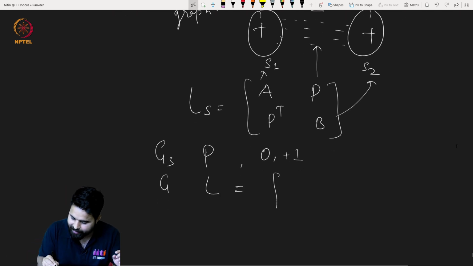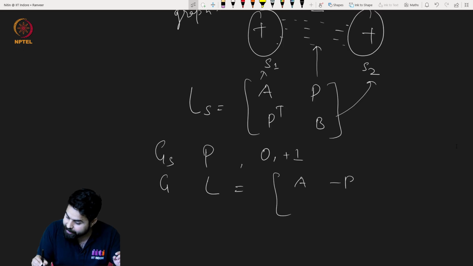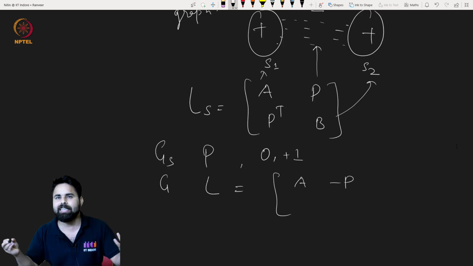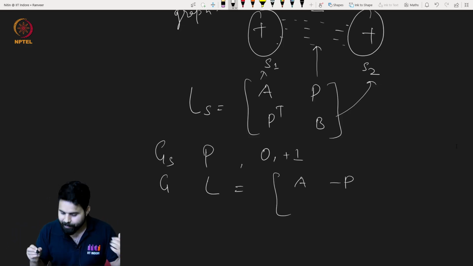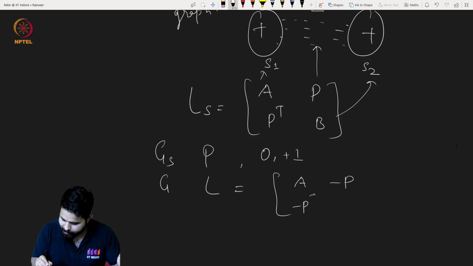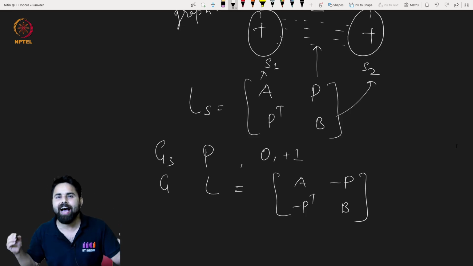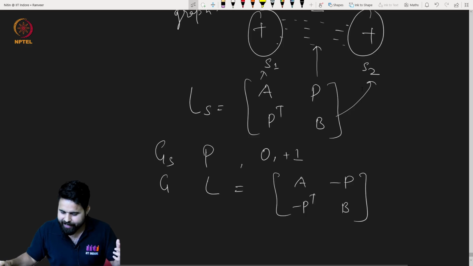Then L will be nothing but A minus P. Wherever there are plus 1 here, it will be minus 1. We have seen it, right? The off diagonal entries are 0 or minus 1, depending upon whether the i and j vertex has an edge or not. So this is minus P transpose A. Now we will prove that LS and L have the same eigenvalues. It is very easy to prove.